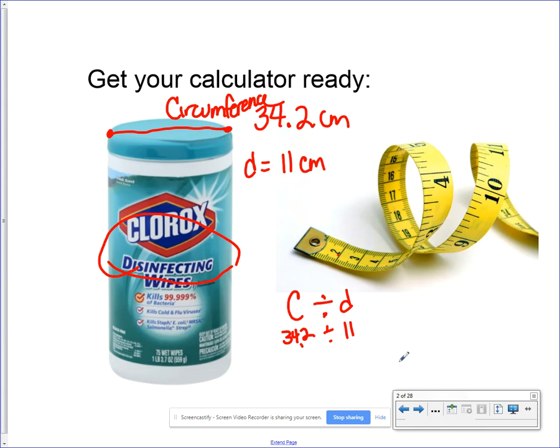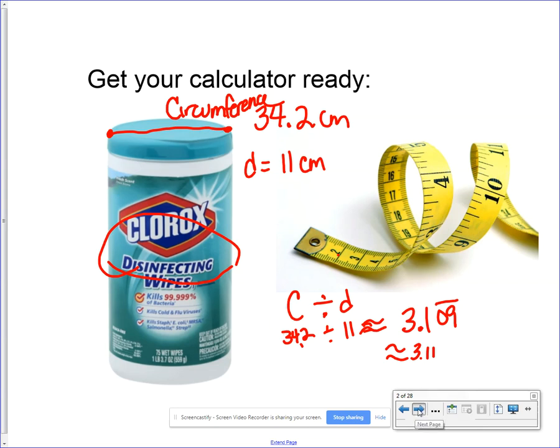And tell me what you got. Well, you can't really tell me, but look at your calculator screen and see what you got. We get something that's about 3, and this ends up being a long repeater, 3.109090909. It keeps on going like that. So it's around 3.1, or if I went to 2 decimal places, it's about 3.11.